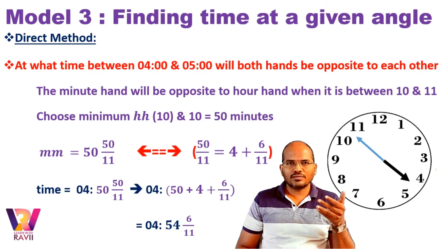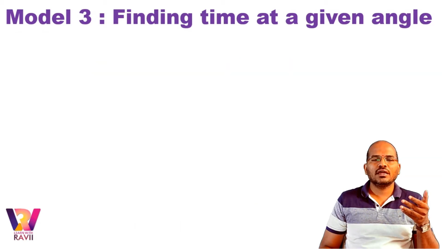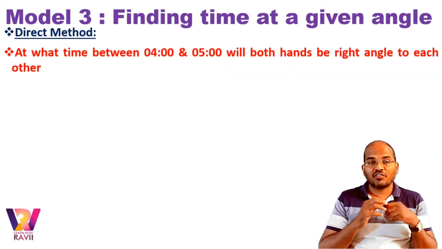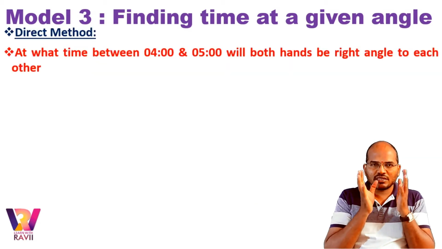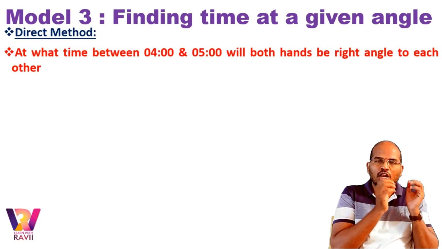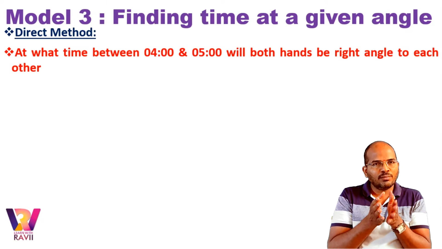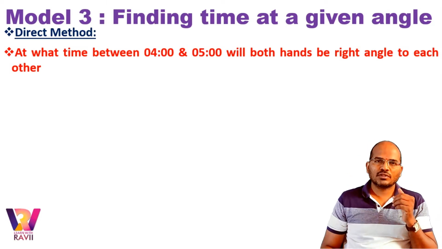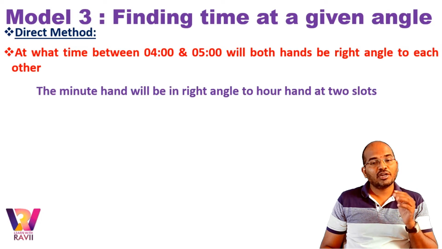Now going ahead, let us take one more example. Now the case of right angles. We have done the same three examples using the formulae. Now I am trying to tell you the same three examples using the concept directly. Right? So the minute hand will be at right angles to the hour hand between two slots. Now what are those two slots?